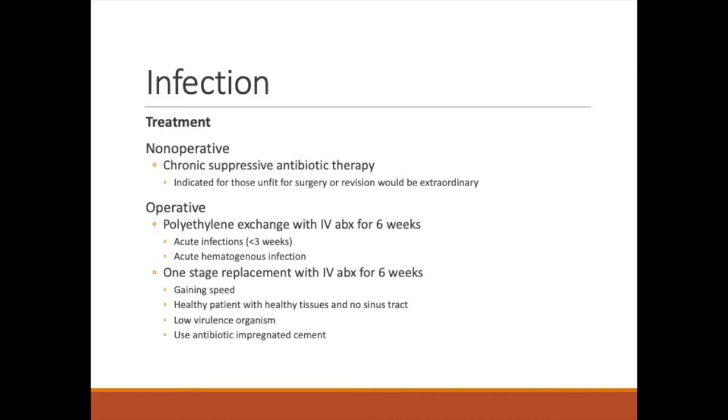Operative is polyethylene exchange with IV antibiotics for 6 weeks for acute infections or acute hematogenous infections. 1 stage replacement with IV antibiotics for 6 weeks is gaining speed in terms of these acute infections as well as acute hematogenous infections. Usually in a healthy patient with healthy tissues and no sinus tract is when this is the most successful, especially when it's also a low virulence organism like a Peptostreptococcus as opposed to a Staphylococcus aureus.